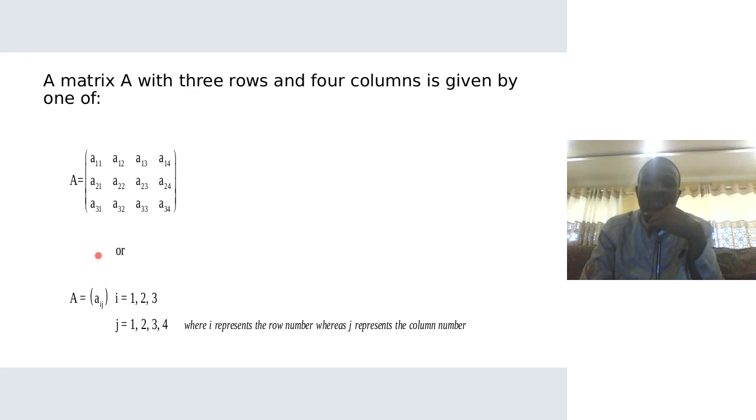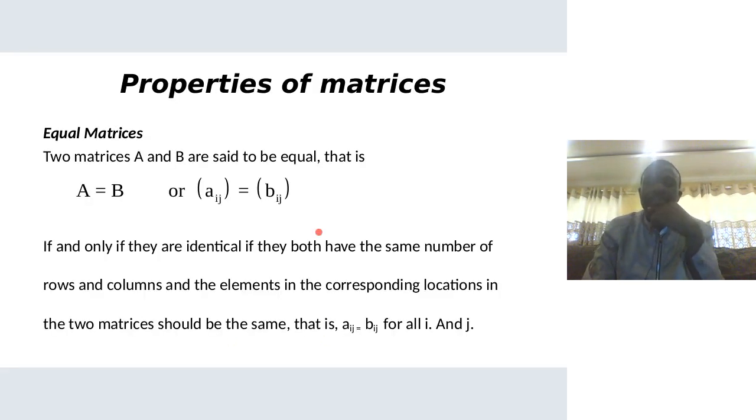Remember, I've said that we can define an element as ij. The i represents the row number. The j represents the column number. So as A, which is represented as aij. If you look at where my cursor is, aij, i is the row number and j is the column number.